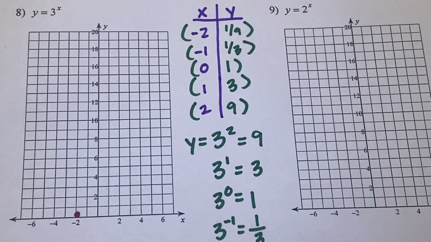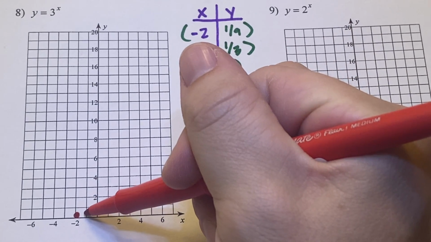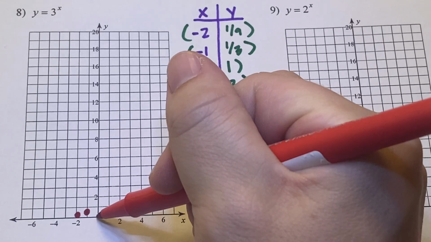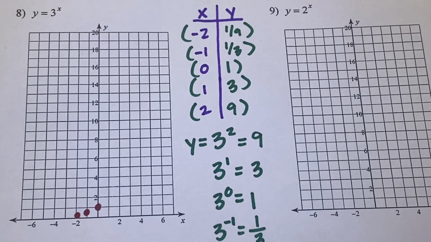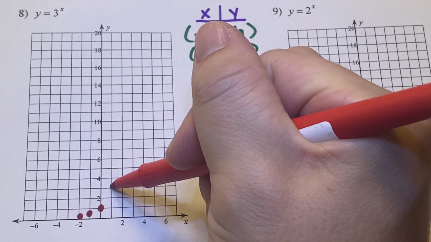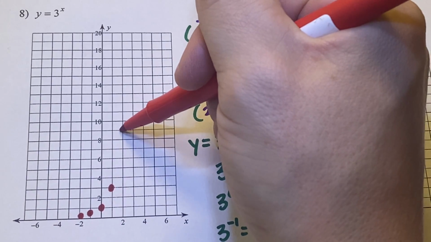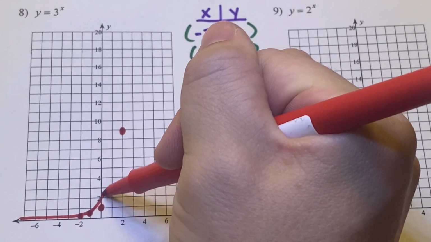Then we have -1, up 1/3, so -1's right there. Then it goes up just a little bit more to 1/3, teeny bit. Then we have 0, so right here, up to 1, finally hit 1. And then 1, up to 3. And then our last one, 2, all the way up to 9. Okay, so this is what these graphs look like, these exponentials.